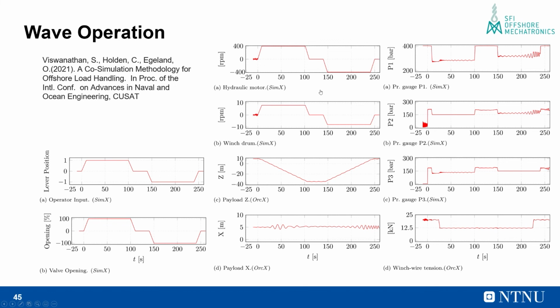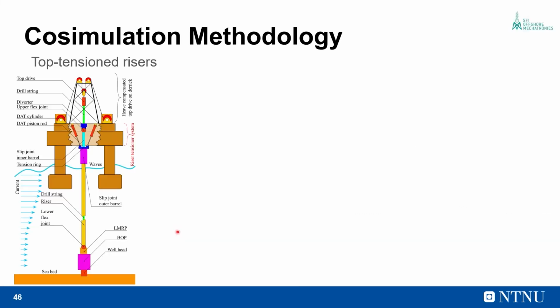Had we used only Orcaflex, then we would have to specify the payout rate of the winch wire without actually modeling the hydraulic system of the winch, and so we would not have any results pertaining to that. But using the Cosimulation methodology, we are now able to analyze the response of the drive of the winch. For example, this shows the hydraulic pressures in the lines. And the results are discussed in detail in a paper which was presented at the ICANO conference at CUSAT.